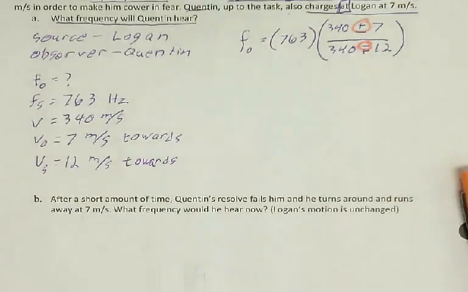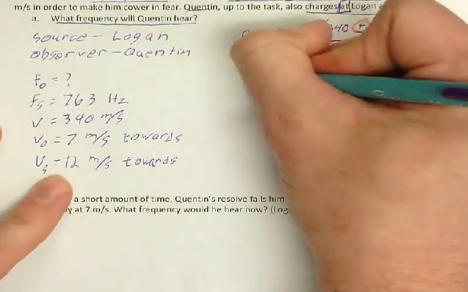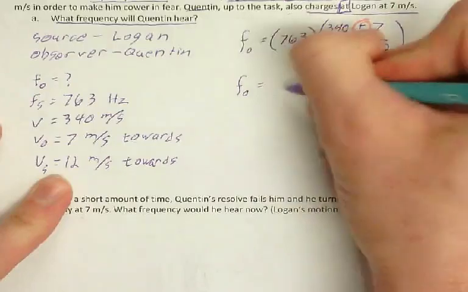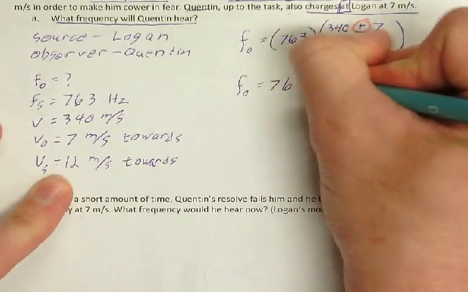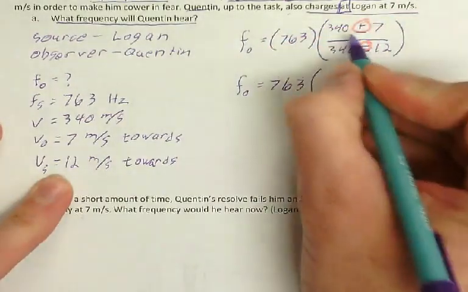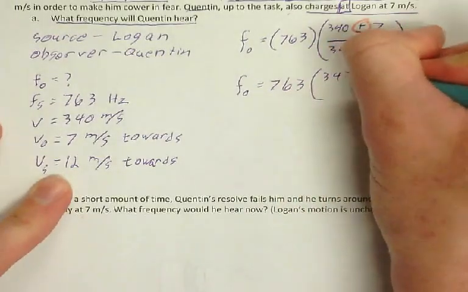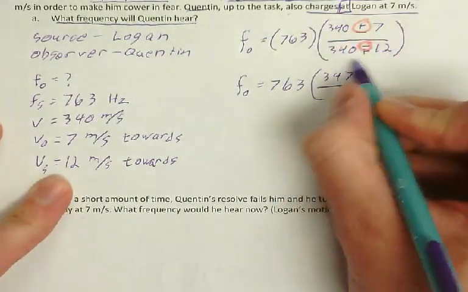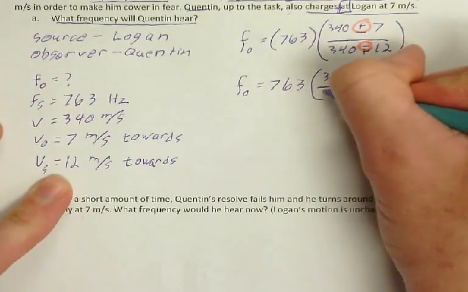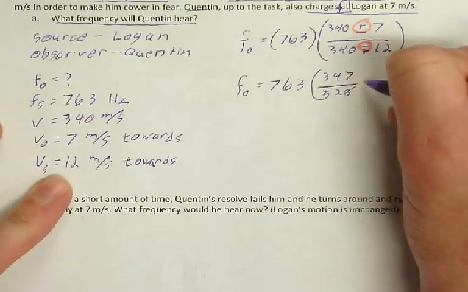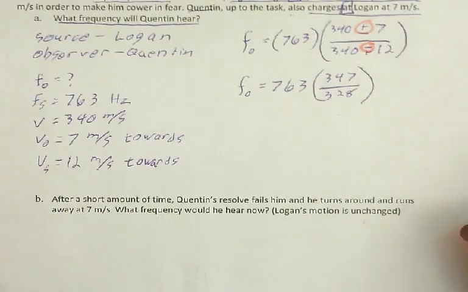And now all you have to do is solve, and the algebra is very straightforward. FO equals 763 times, and I just do the math here. 340 plus 7 is 347. 340 minus 12 is 328. And then I do the math.